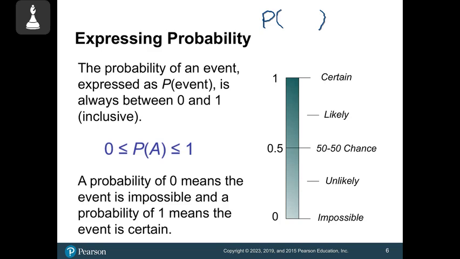If your probability is 0, it means it's absolutely impossible to occur. As we work our way up, we get unlikely. As we get towards 0.5, that's half chance. Then as we get closer and closer to 1, we get more and more likely to happen. And if your probability is 1, that means it is certain to happen. There is no other option besides what you have asked for.